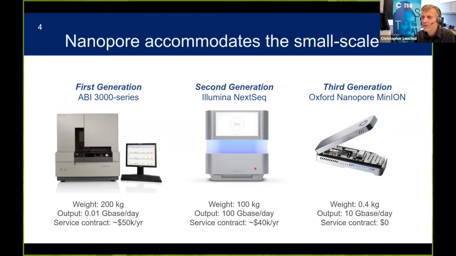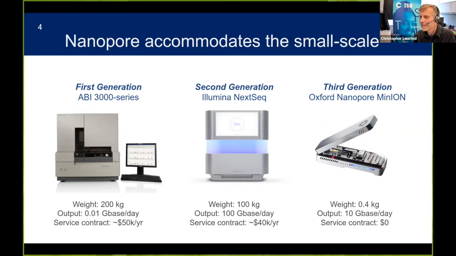Still, this is something that takes a lot of space and money to get started. It's not something you can do at home. Well, there's a new company with a third generation sequencer, Oxford Nanopore, that has a device that looks a little bit like a stapler here. It's only 400 grams. It's about the size of a small stapler or a really large USB stick.